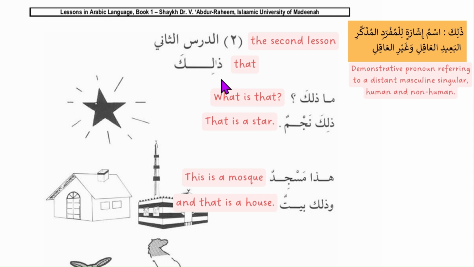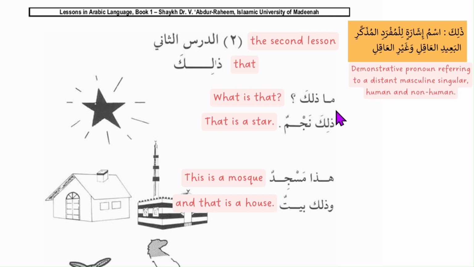Remember how Haadha was also for masculine singular things? Dhalika works the same way, but for things further away. And importantly, you can use Dhalika for both humans and non-humans. So, Dhalika means that, and is used for distant, masculine, singular things or singular people.